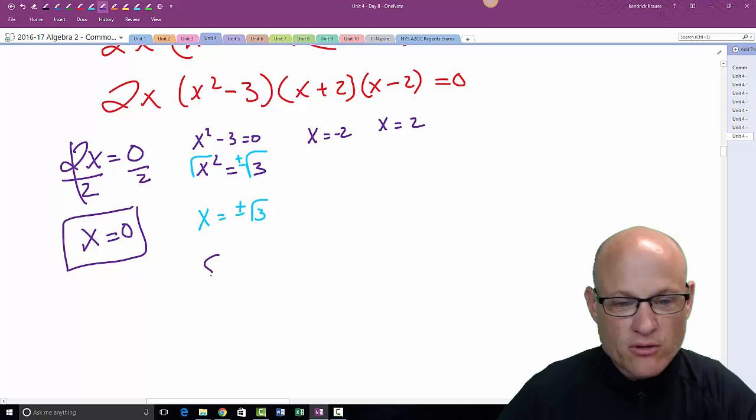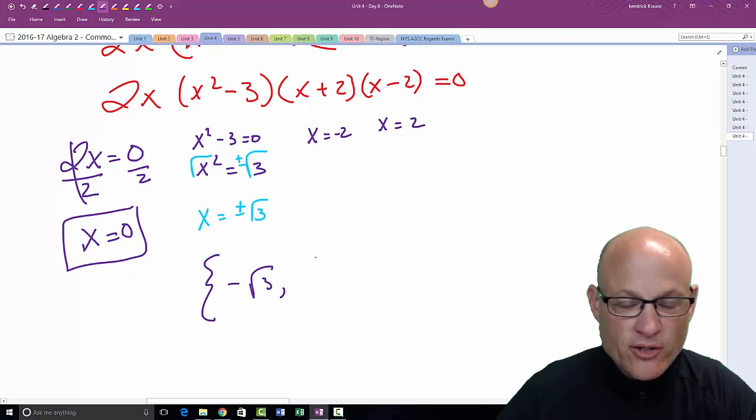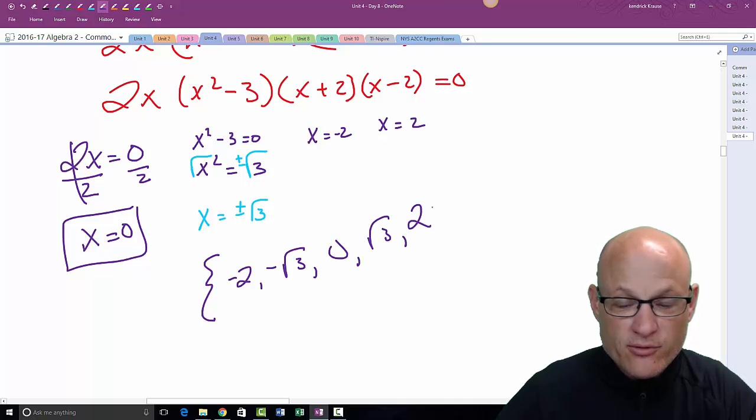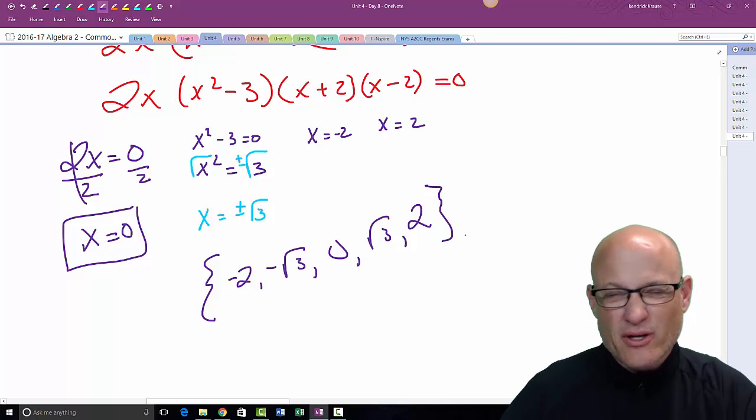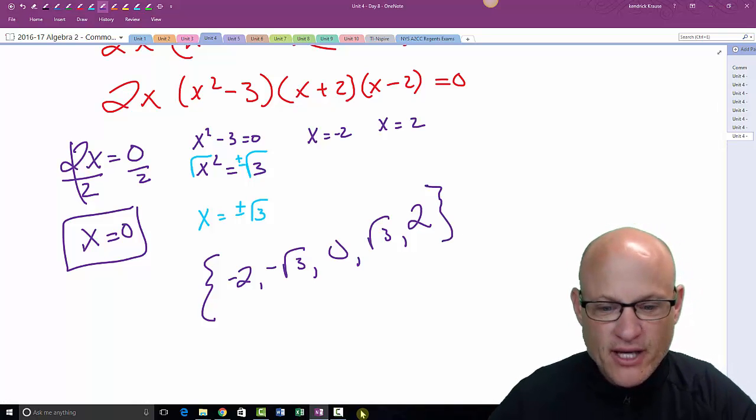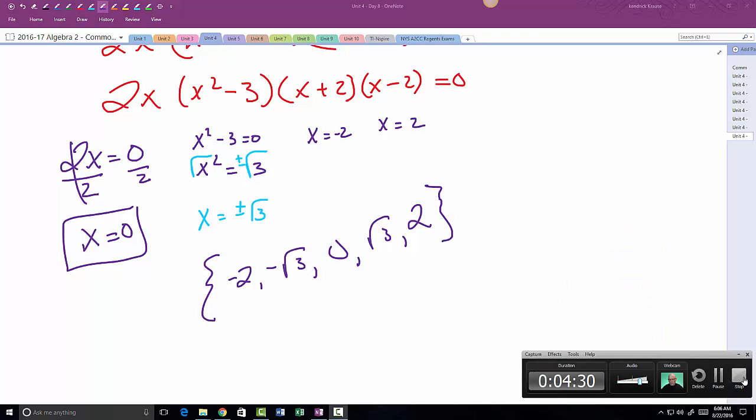Now let's see if we can get these in order. Negative radical 3. No. Negative 2, negative radical 3, 0, radical 3, and 2. That would be in order, because the square root of 3 is like 1.7 something. I know you all knew that.